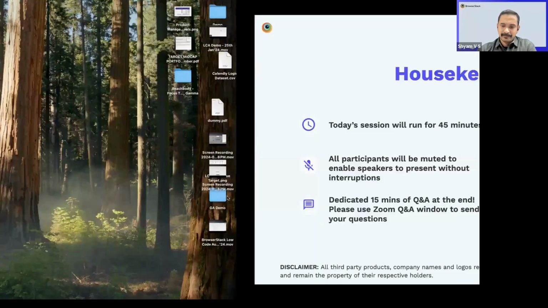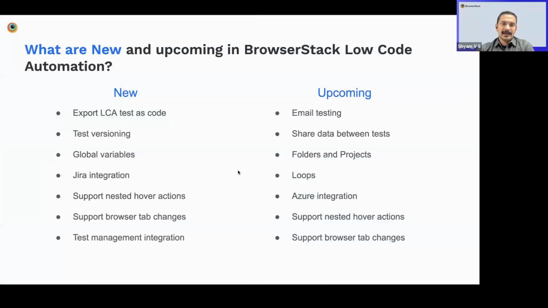Okay, sure. Let me share my screen to share more details. I just wanted to use this opportunity to update you on some of the new features which we released over the last quarter and the ones which we have planned for the upcoming quarters. Exporting LCA tests, low-code automation tests, as code so that you can back up all the tests that you create. So if you are not able to use low-code automation for any reason, all the tests are available to you in a code format.